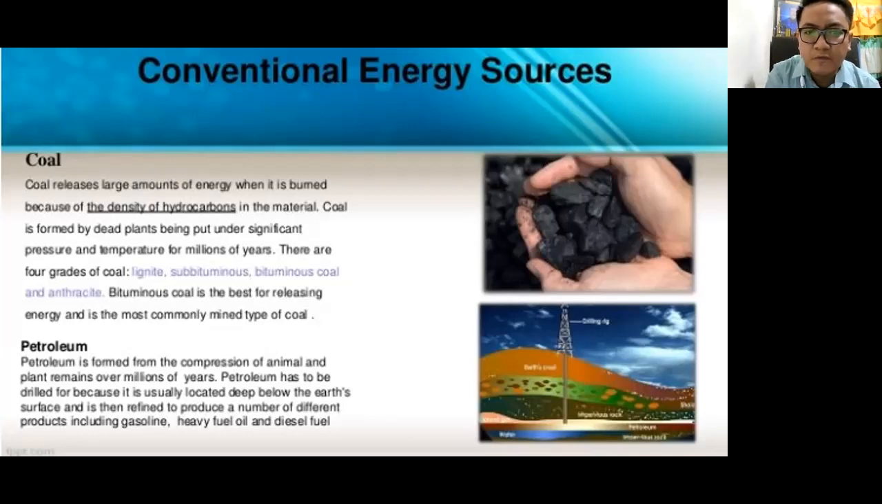Petroleum is formed from the compression of animal and plant remains over millions of years. Petroleum has to be drilled for because it is usually located deep below the Earth's surface. Mababa, sa pinakamalalim na part ng surface. And is then refined to produce a number of different products including gasoline, heavy fuel oil, and diesel fuel. So yun po yung mga pwede po natin mapagkuhan.